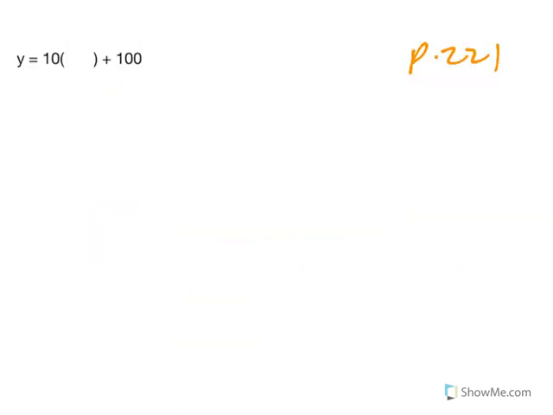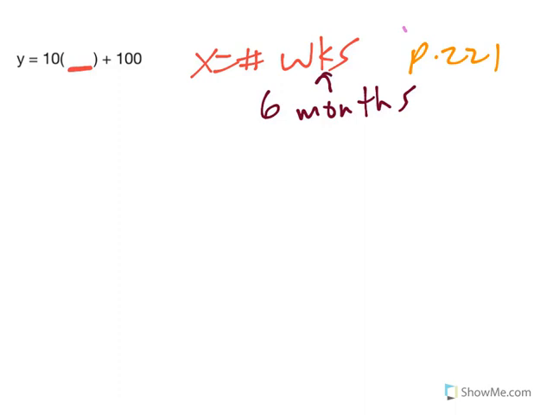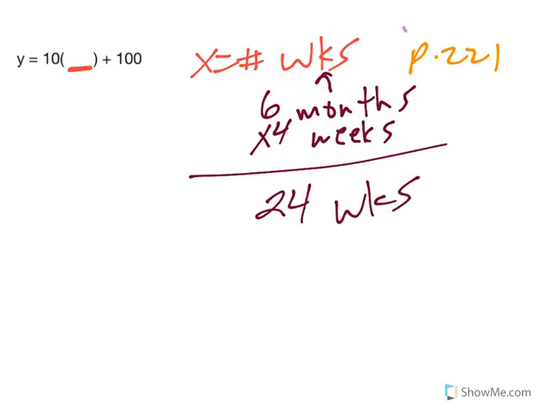So let's go to the very bottom of page 221. There's a question: how much savings would you have in 6 months if you stick with the plan? Well, remember that our x value here, x, is the number of weeks. So you always want to make sure you're paying attention to your labels. If it asks us for 6 months, we need to turn months into weeks. So we know there are approximately 4 weeks in a month. So if I multiply 6 months by 4, I will get 24 weeks. So I'm going to go ahead and plug in 24 for this problem.